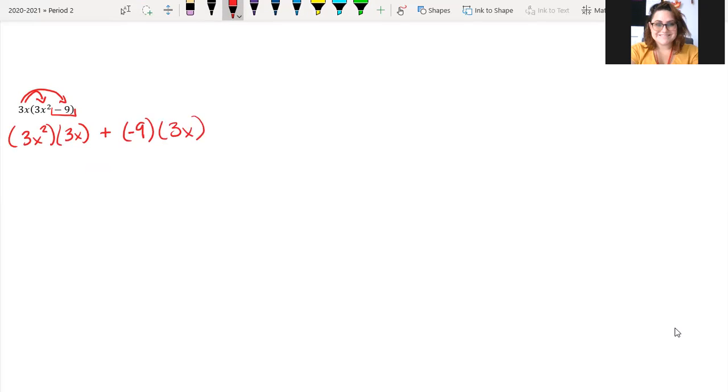So we need to put our constants together. So we would have 3 times 3. And then we would have x squared times x. 3 times 3 is going to give me 9, and x squared times x is going to be x to the 2 plus 1, which gives us 9x cubed. Over here, we would have negative 9 times 3, and then we would also have our x. Negative 9 times 3 gives me negative 27x. And that would be the answer.